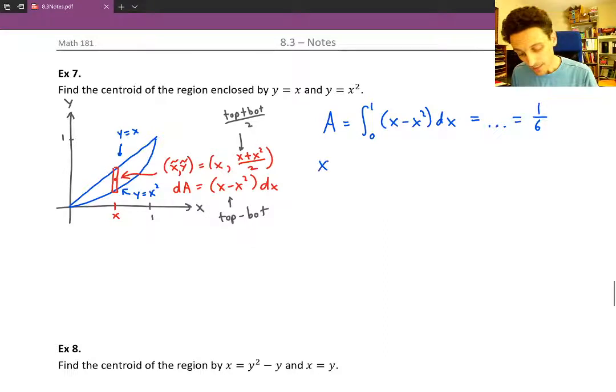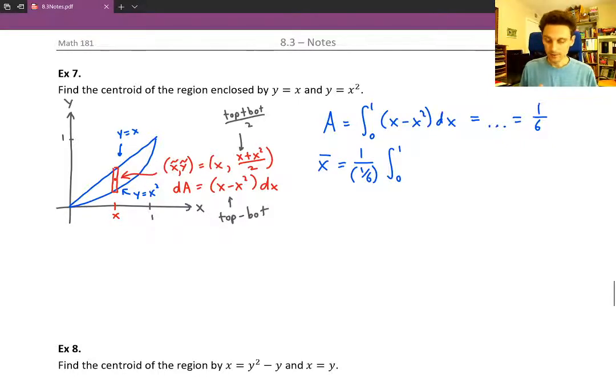Now to find x bar, which is the x coordinate of the center of mass, we're going to take 1 over that area, 1 over 1/6, times the integral across our region from 0 to 1. Again, these are x equals 0 to x equals 1 across the region because we're making our strips vertical like this, just like before. If you have vertical strips, you're going to be integrating with respect to x. Horizontal strips, you're integrating with respect to y.